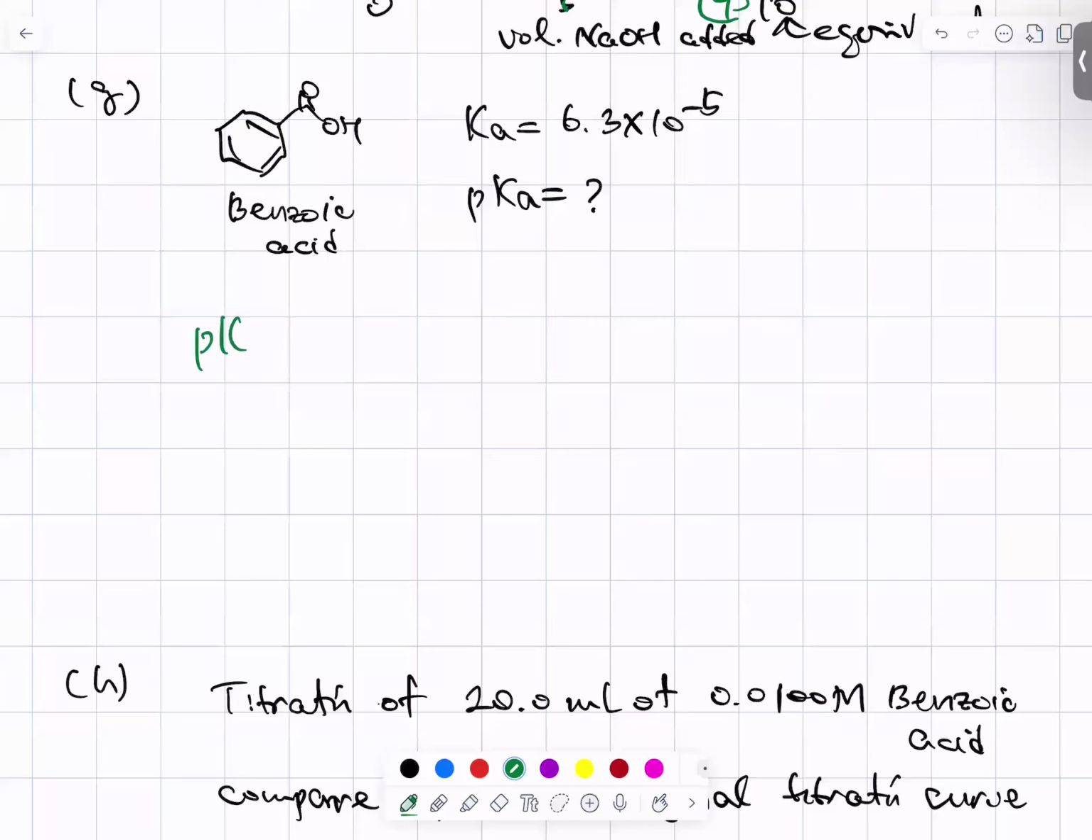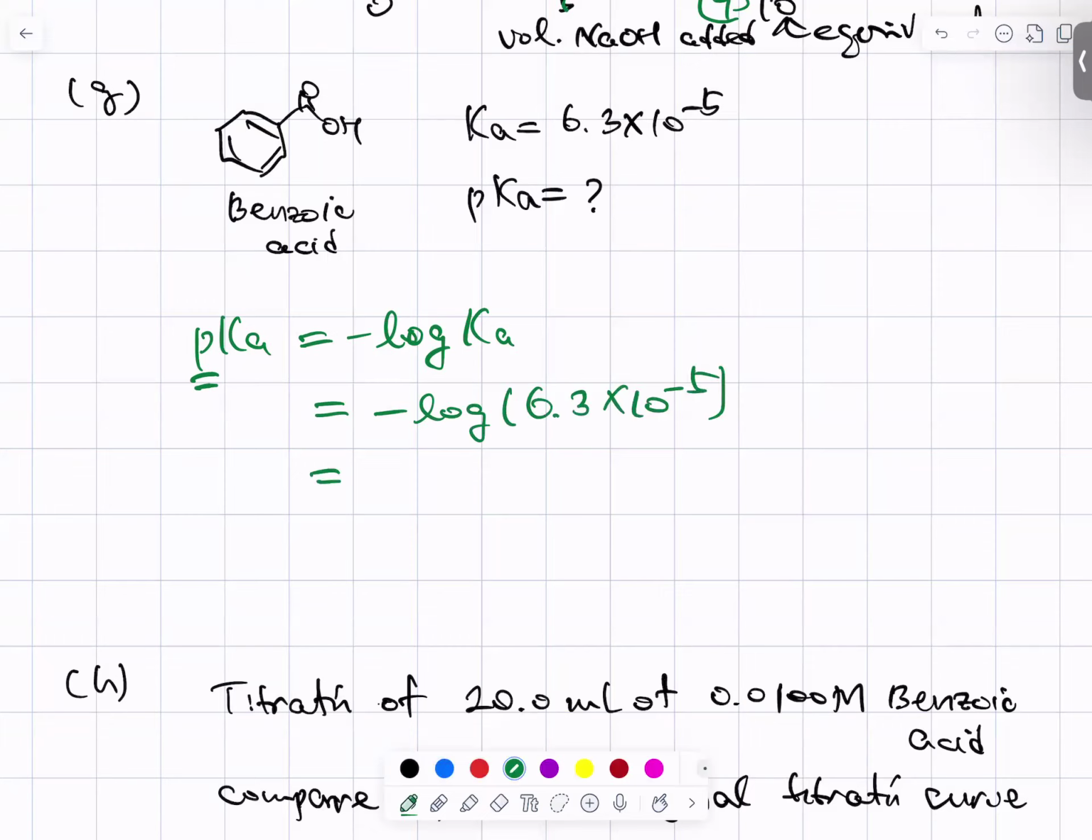Remember, a P function, whatever it is, pH, pOH, pKa, pKb, is defined as the negative common log of the value. This is the definition. Remember, a P function is negative log. So we simply plug in negative log of the Ka value that is given, 6.3 times 10 to the negative 5. Plug this into a calculator.